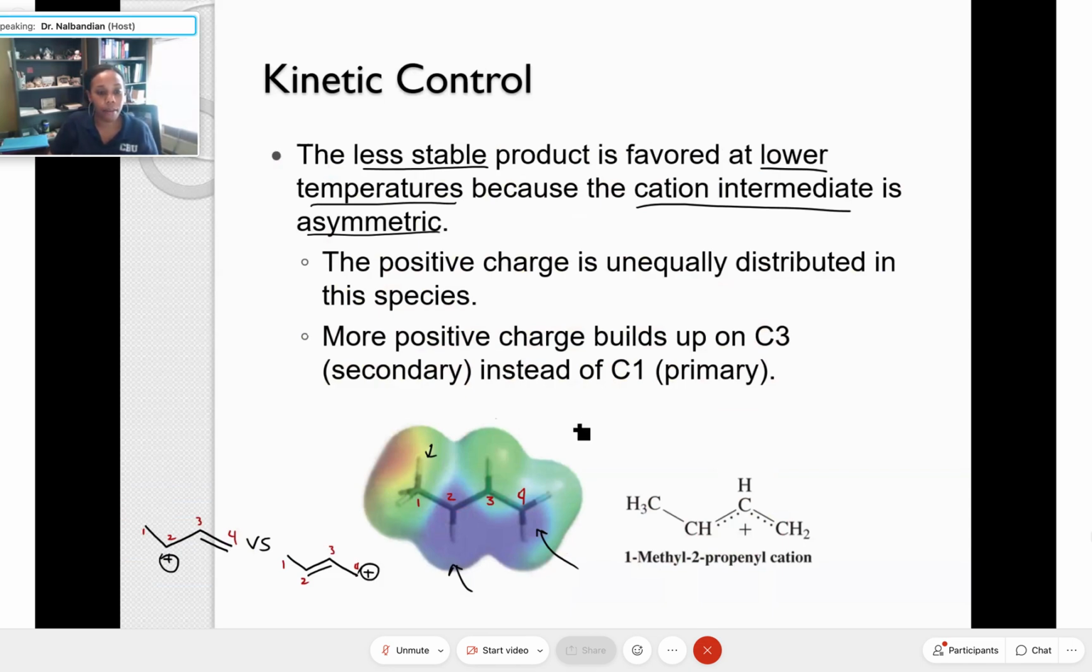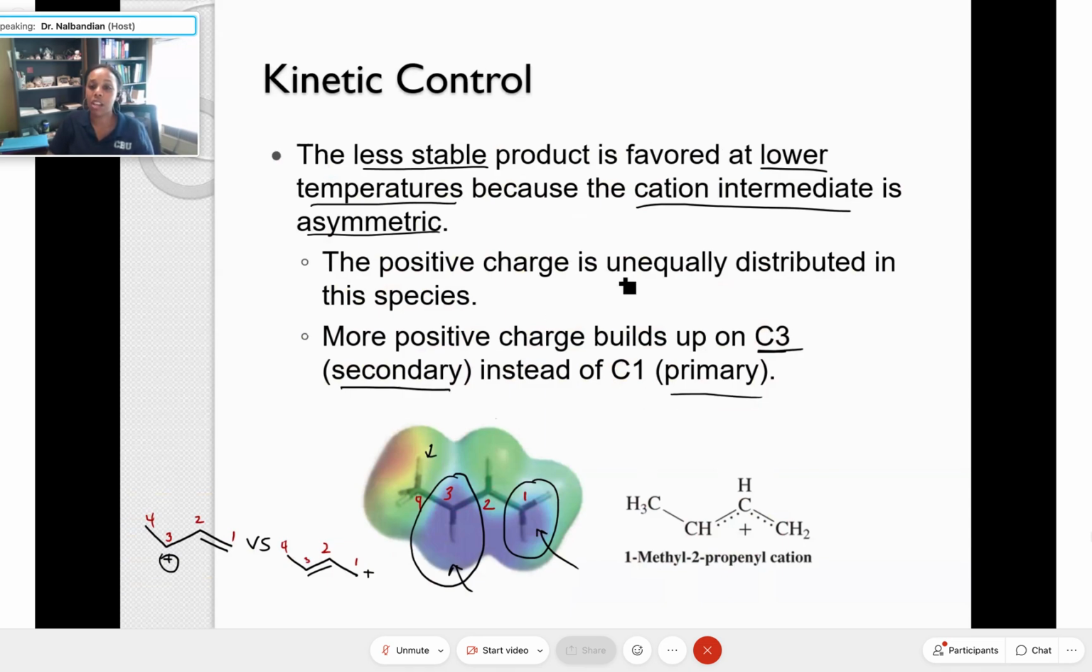Sorry, I did this numbering backwards. I did it based on what we were doing before. So let me change this numbering so that it matches what's on the slide. So based on what's written on this slide, we have here 1, 2, 3, 4. And so we can see here that we have more positive charge building up on carbon 3. Here we see a lot of blue on carbon 3 versus carbon 4, not as much, carbon 1, not as much. So we have more positive charge building up on that secondary instead of that primary.